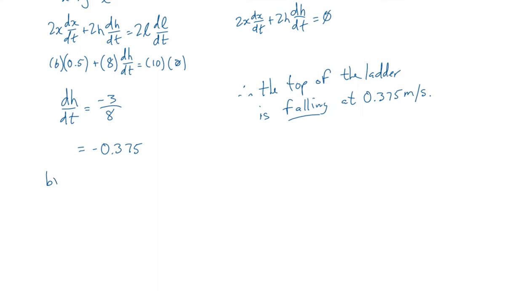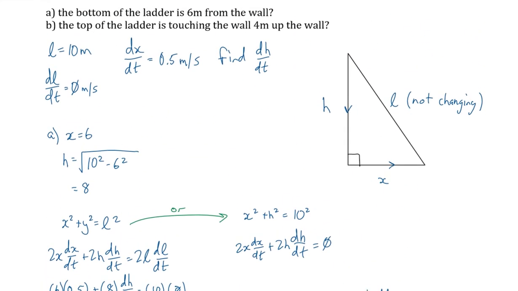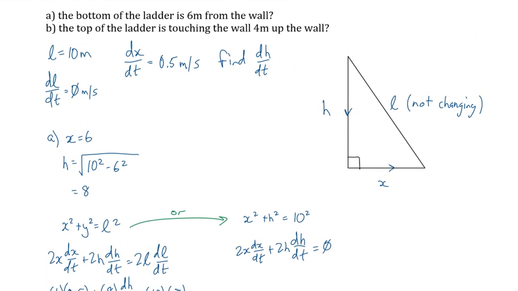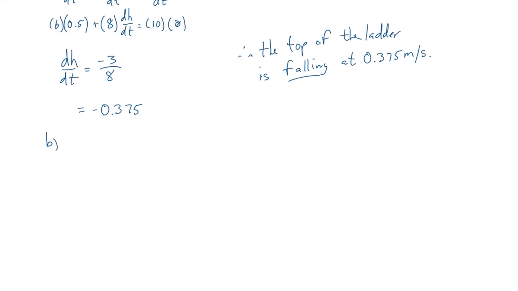Part B. Part B, the top of the ladder is touching the wall 4 meters up. So this one gives us h equals 4. So now it's giving us h and we have to solve for x. And this one does not work out perfectly, so it's root 84. Okay, 100 minus 16 is 84, so root 84.